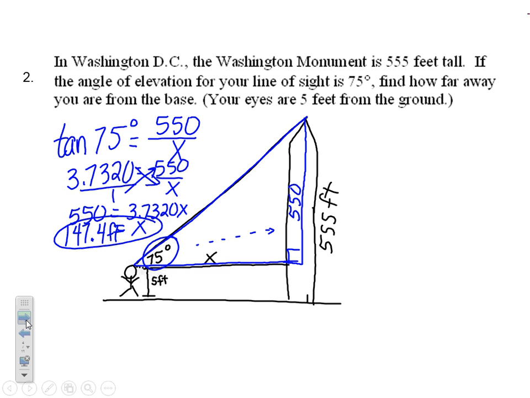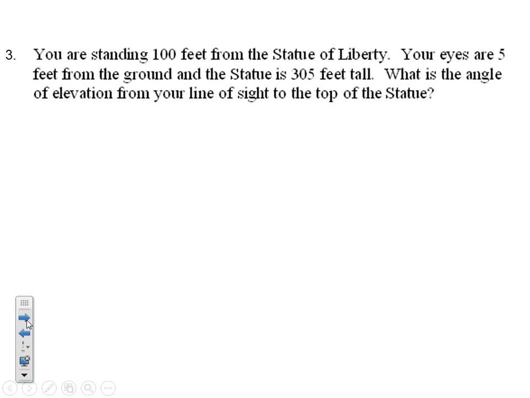Let's take a look at a third example. Now we're going to the Statue of Liberty. So we are standing 100 feet from the Statue of Liberty. And my eyes are again 5 feet from the ground, and the statue is 305 feet tall. What is the angle of elevation from your line of sight to the top of the statue? So at what angle are we looking up? A similar sort of situation here. We're looking up at something. Here's my Statue of Liberty. Very rough sketch.